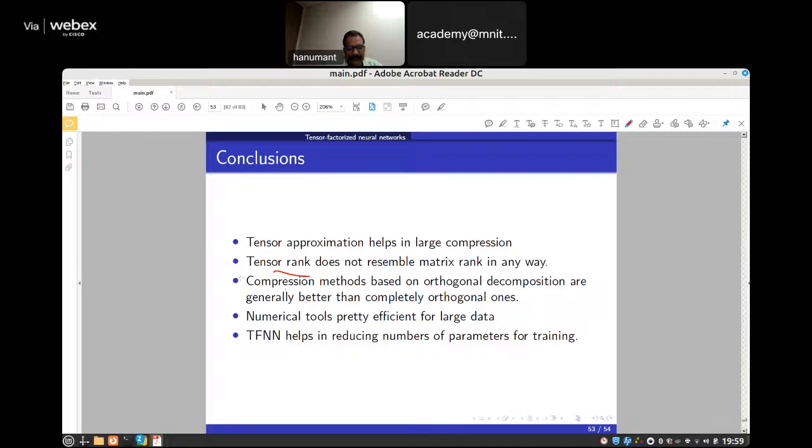I skipped this, but whenever we want to do compression, I recommend using higher order SVD. There were some numerical issues, which we have removed; that is only for those who are mathematically inclined. The main thing is that we can use tensors in neural networks also, which helps in reducing the number of parameters in training. So that's what I have.